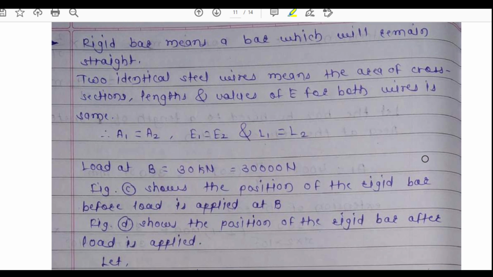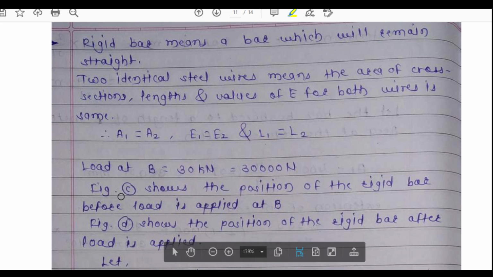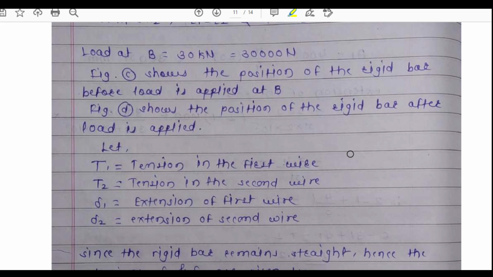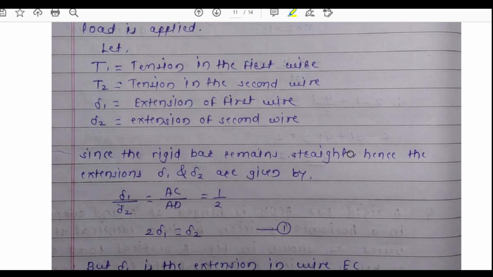Okay, now they have said that these two wires are identical ones. So the area of the two wires should be the same, elastic modulus should be the same, and length also should be the same. Also they have given that a load of 30 kilonewton is acting. So 30 kilonewton load equals 30 into 10 raised to 3 newtons, as I have already explained what both figures are explaining. Now let T1 be the tension in the first wire and T2 the tension in the second wire.